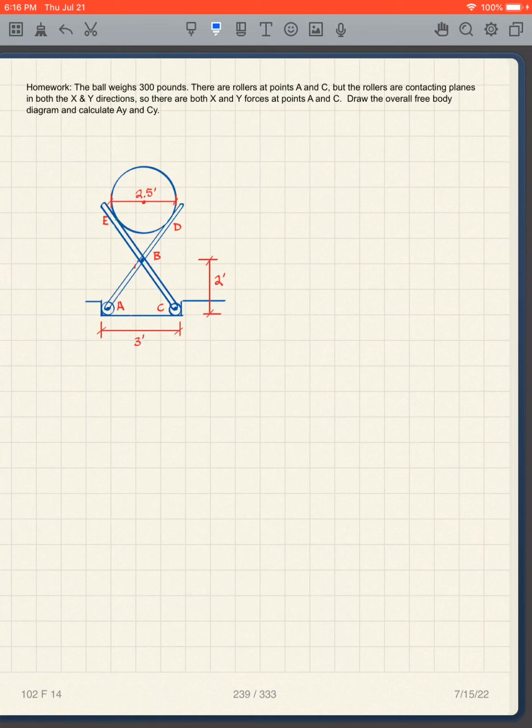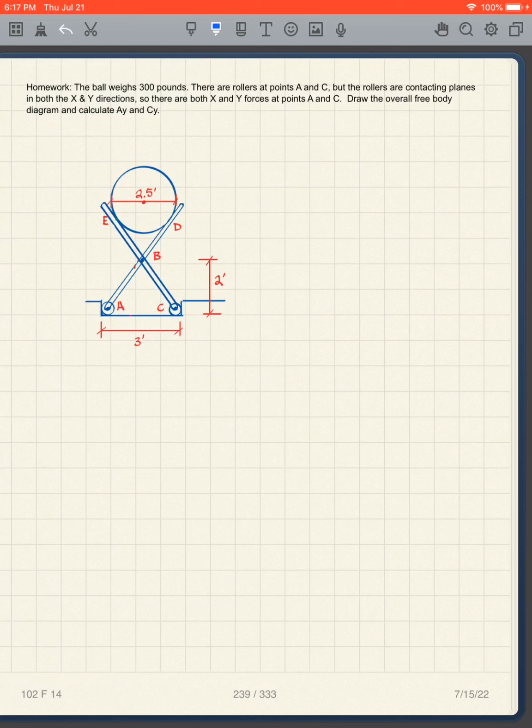This somewhat simple problem is complicated by the geometry, so I want you to focus on it. Here's the problem. The ball weighs 300 pounds. I've got this ball here, it weighs 300 pounds, and we have rollers at points A and C.